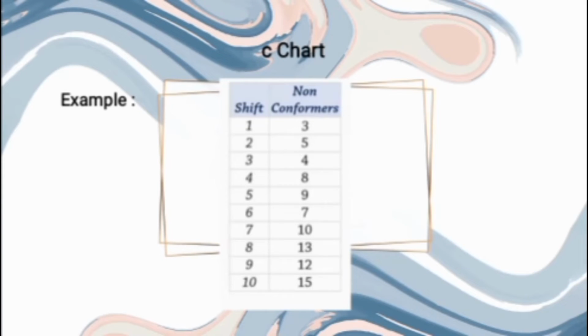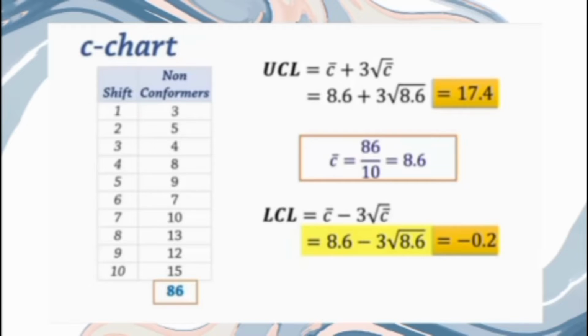So the next example is the C chart. So this is the table of our example of C chart. So first, we will add all the non-conformers, which is the total is 86. So next is we will find the center line, which is 86 divided by 10.